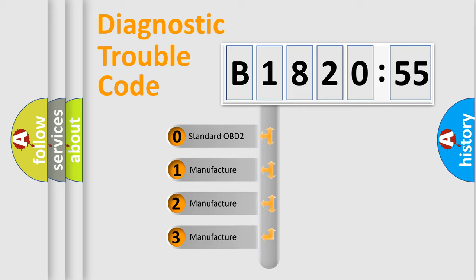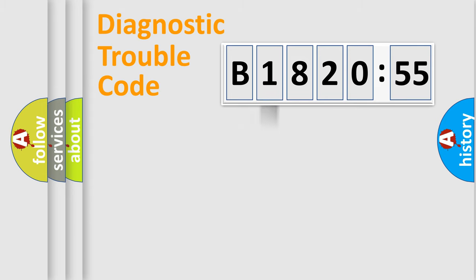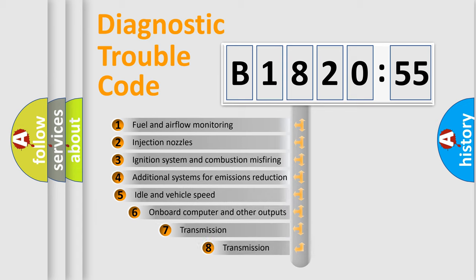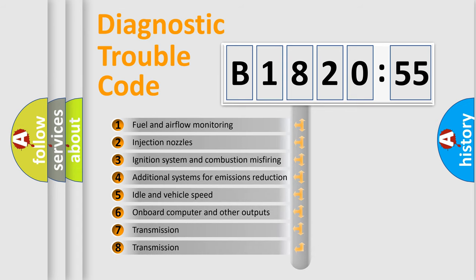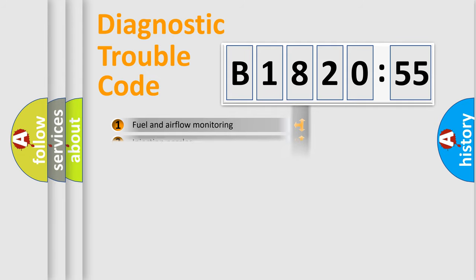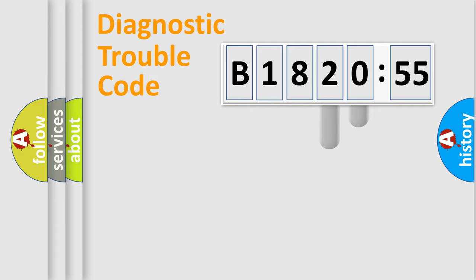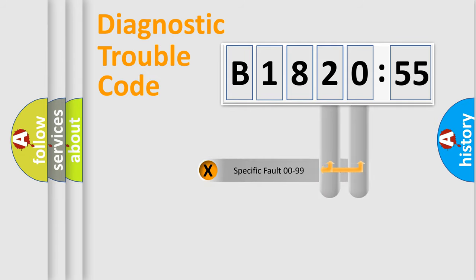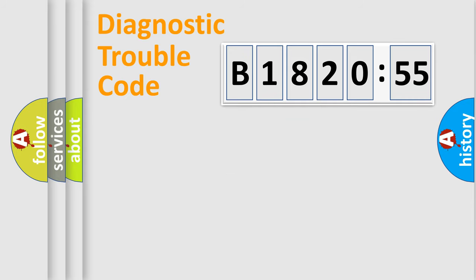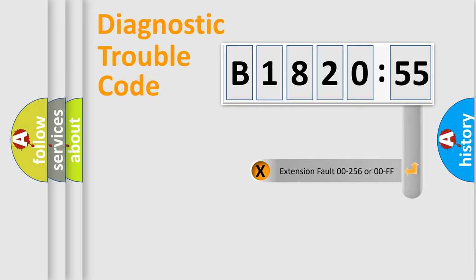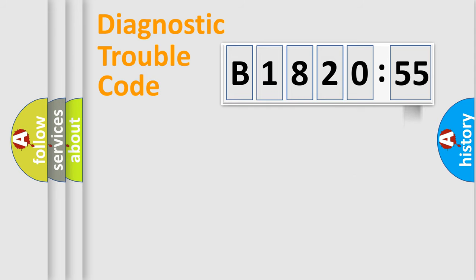If the second character is expressed as zero, it is a standardized error. In the case of numbers 1, 2, 3, it is a more specific expression of a car-specific error. The third character specifies a subset of errors. The distribution shown is valid only for the standardized DTC code. Only the last two characters define the specific fault of the group. The add-on to the error code serves to specify the status in more detail.